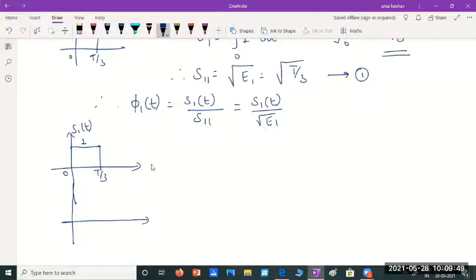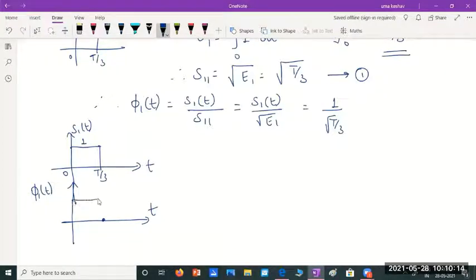Can you draw the waveform? Therefore, what is phi1 of t? 1 divided by root t by 3, in the interval 0 to t by 3. Otherwise, it will be 0. So what will this become?